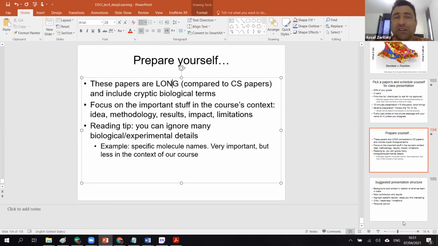Focus on what is important when you present. What is the idea? Why is this paper cool? Why did I select it for you? What is the message? How can you summarize it in two sentences and say why it is important?